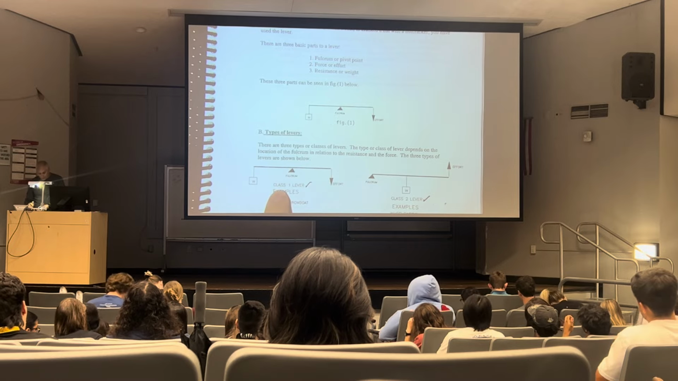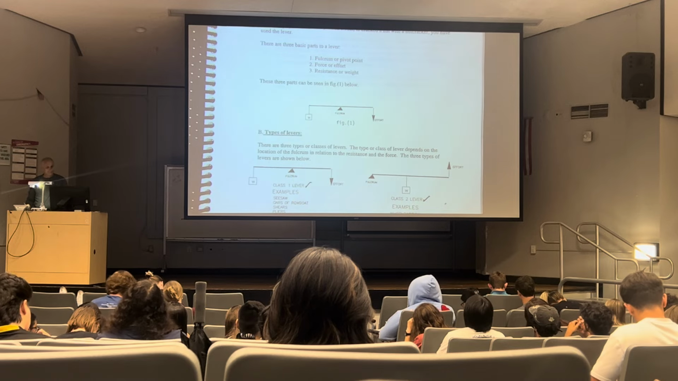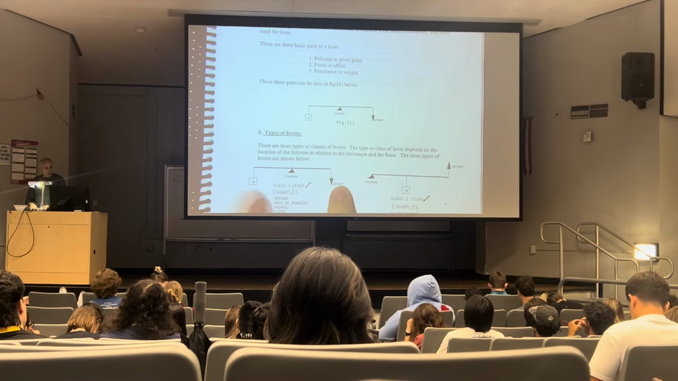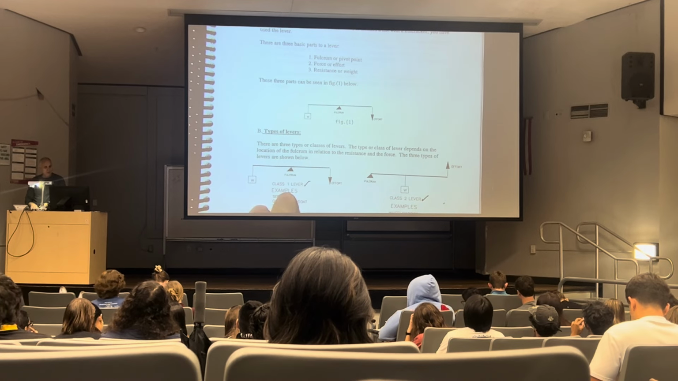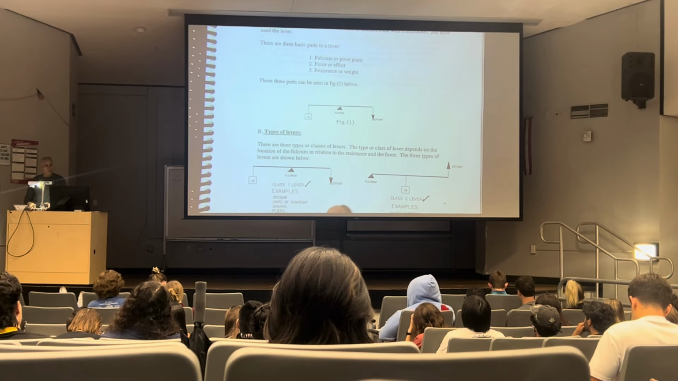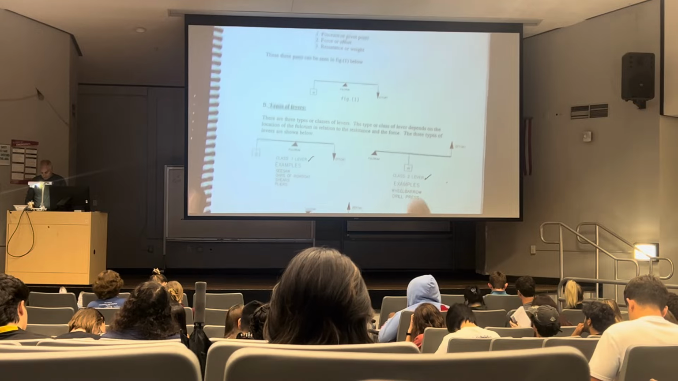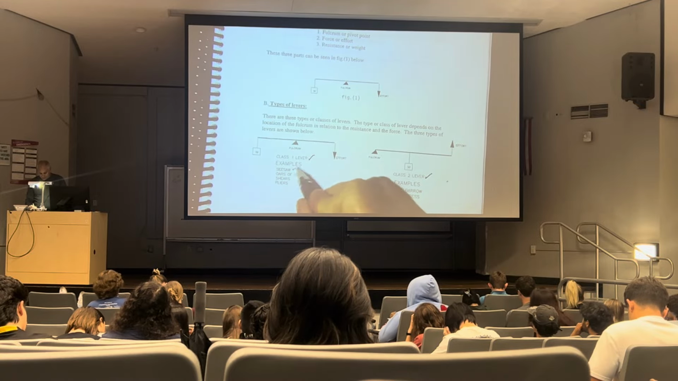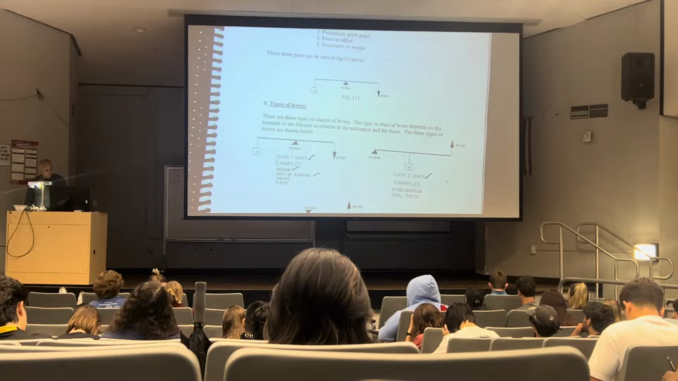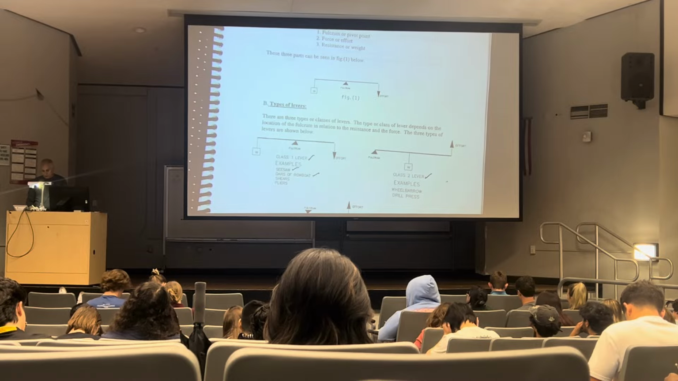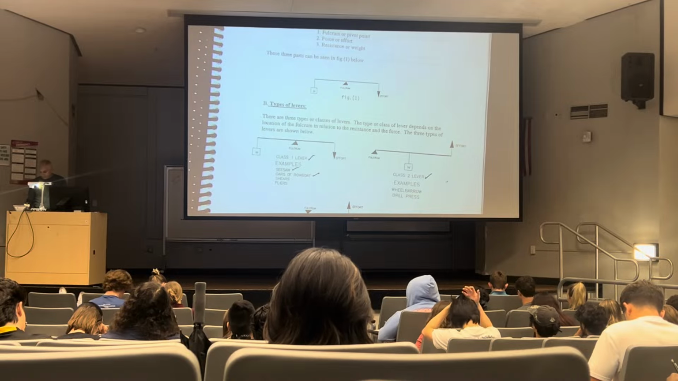Class 1 lever, the fulcrum's in the middle. It doesn't matter if the effort's on the right or left, it's just that the fulcrum's in the middle, and the effort and weight are on either side. Examples of that would be a seesaw, oars of a boat, etc. These are all class 1 levers.